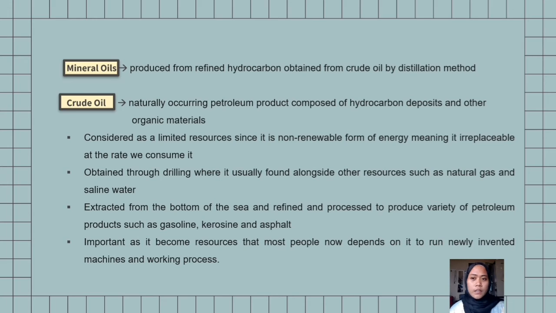We can obtain crude oil through drilling, where it is usually found alongside other resources such as natural gas and saline water. The crude oil is extracted from the bottom of the sea, then refined and processed to produce a variety of petroleum products such as gasoline, kerosene, and asphalt. It is also an important resource because most people now depend on it to run newly invented machines and any other working process.